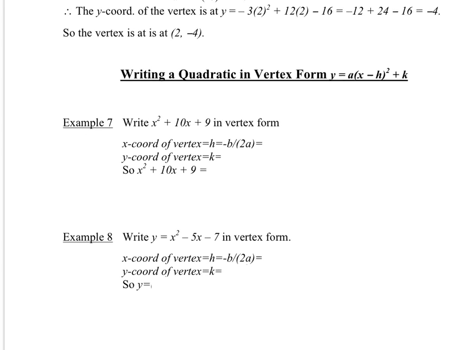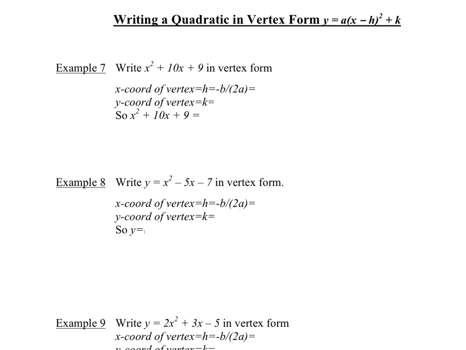Now we can use all that to write a quadratic in vertex form. So if you've got something that looks like this kind of thing here, we can rewrite that in the other form, this form here, which is a vertex form. The vertex here is h, k. And it's easy to find h and k from this now because we know how to get the x-coordinate of the vertex.